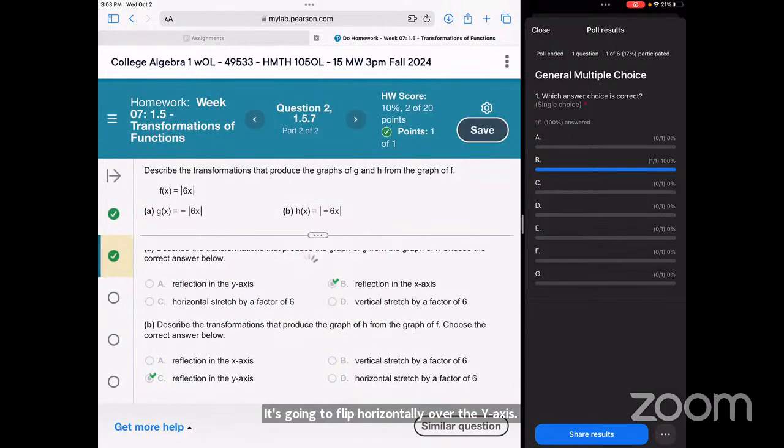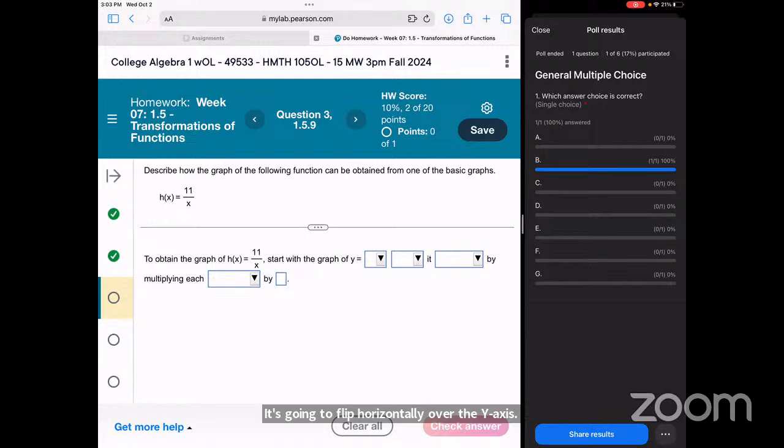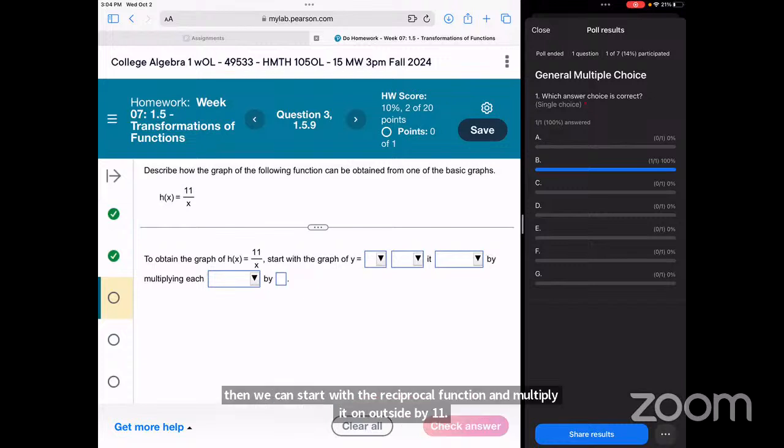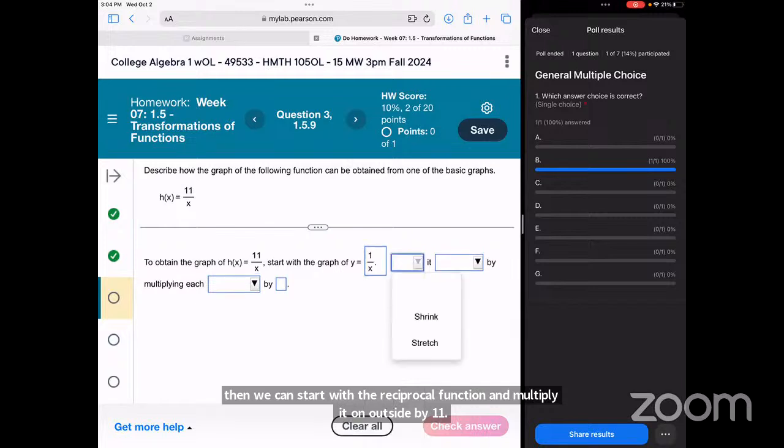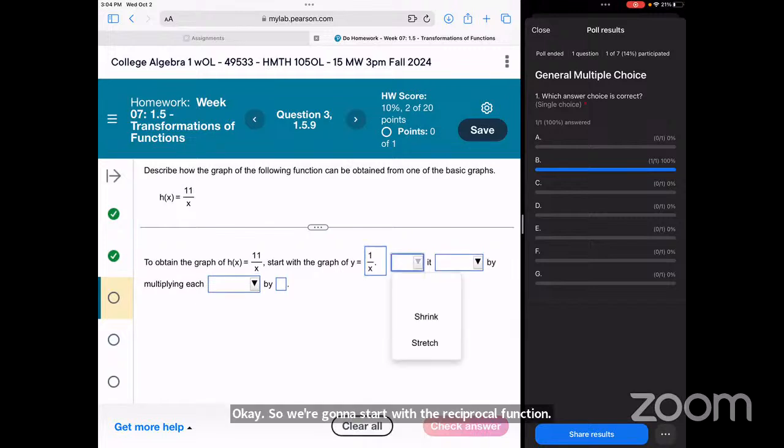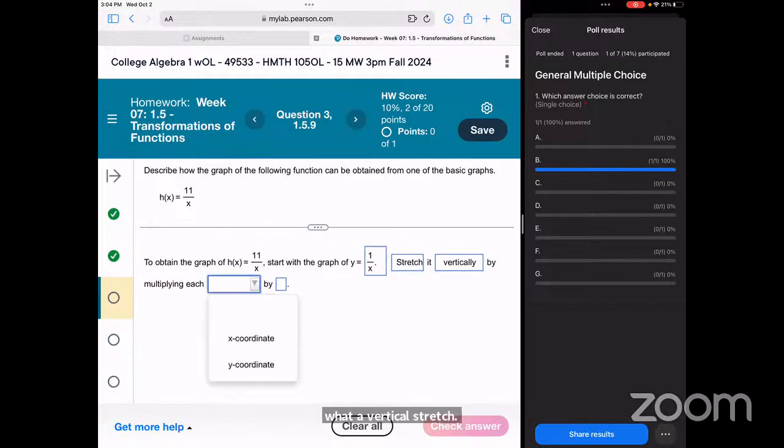Okay. So to describe how the graph of the function can be obtained from the graph of our basic functions. So h of x is going to be 11 over x. So then we can start with the reciprocal function and multiply it on the outside by 11. If we multiply the outside by 11, that's going to cause what? A vertical stretch by multiplying each y value by 11.